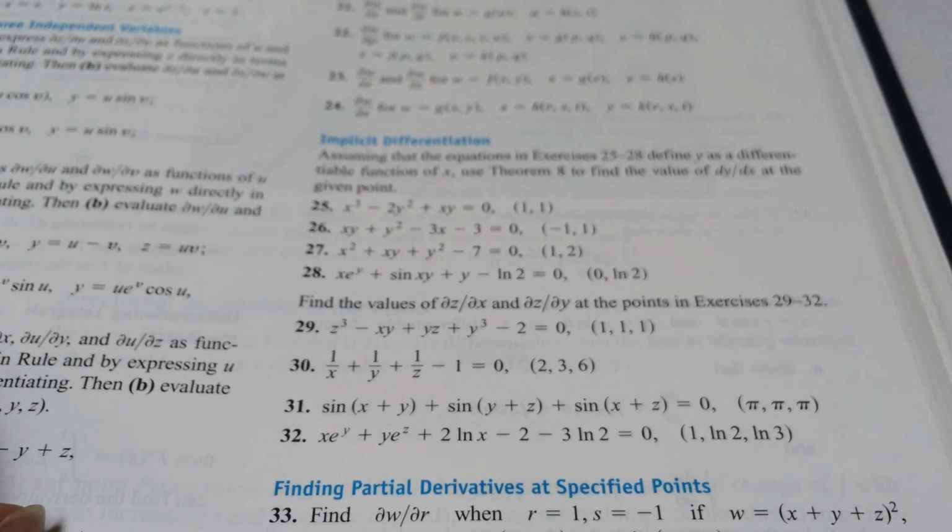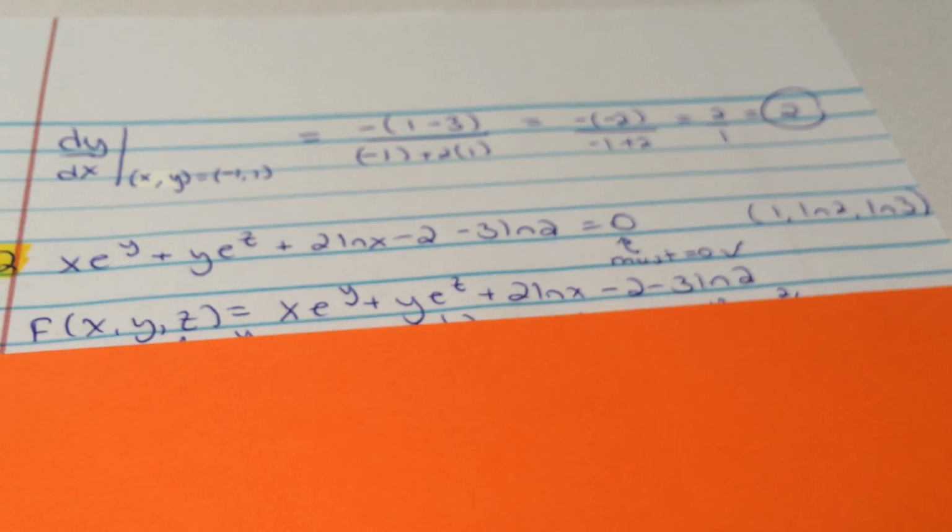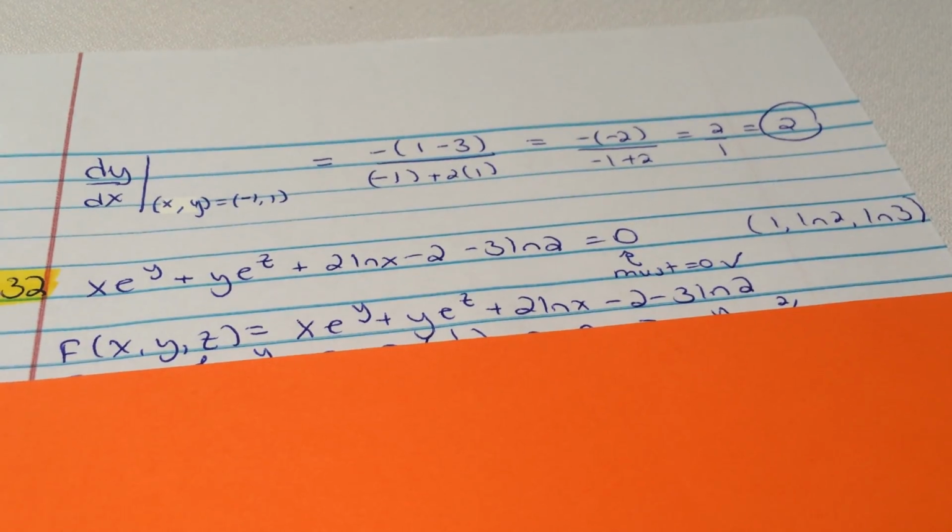So you've got two answers, z with respect to x and z with respect to y. All right, so again, must be equal to 0. Again, it is, so check. Capital F is the thing that equals 0. So it's all of this.